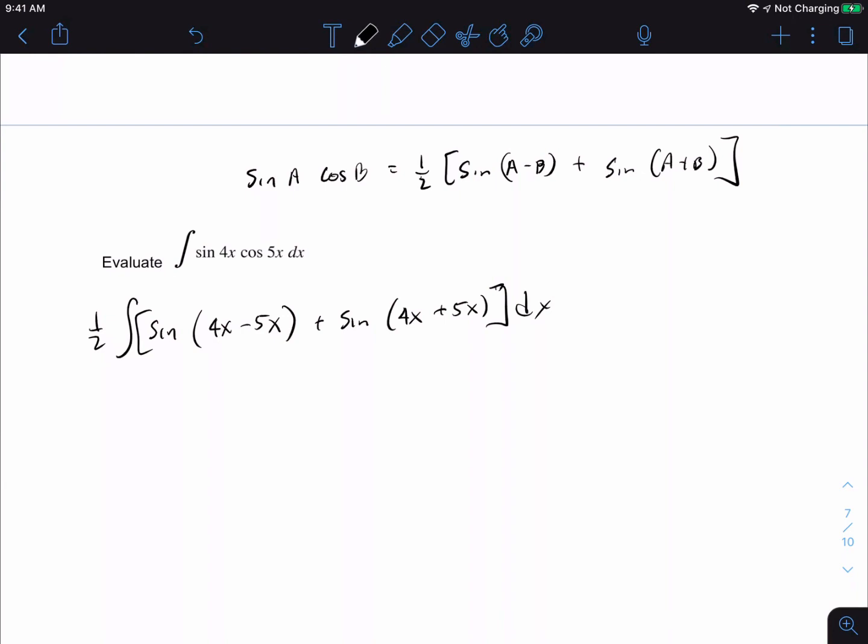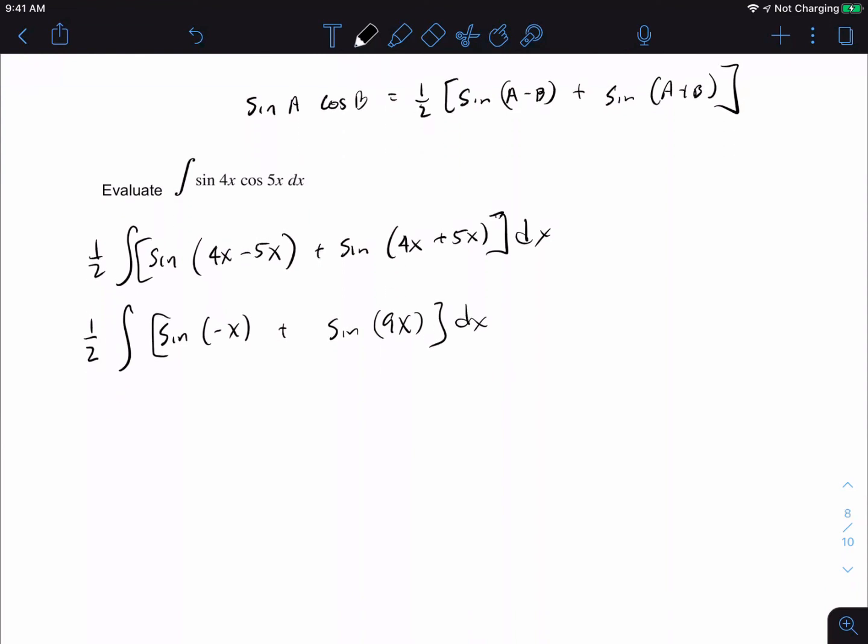Okay. So then this is going to be 1/2 the integral of sine of negative x plus sine of 9x dx. And then we know something about sine of negative x, don't we? Since it's an odd function, isn't sine of negative x the same as negative sine of x? Do you guys agree?